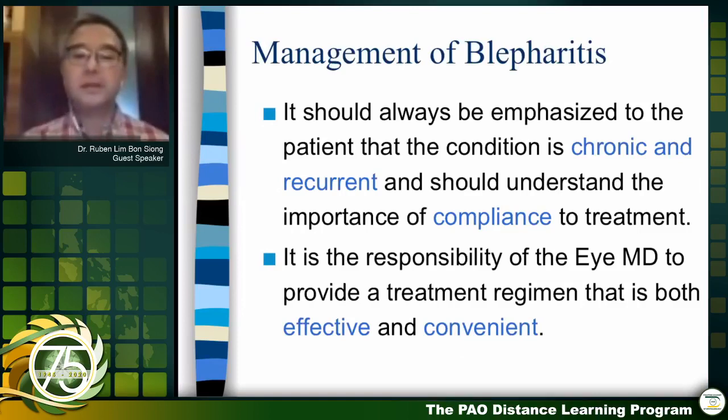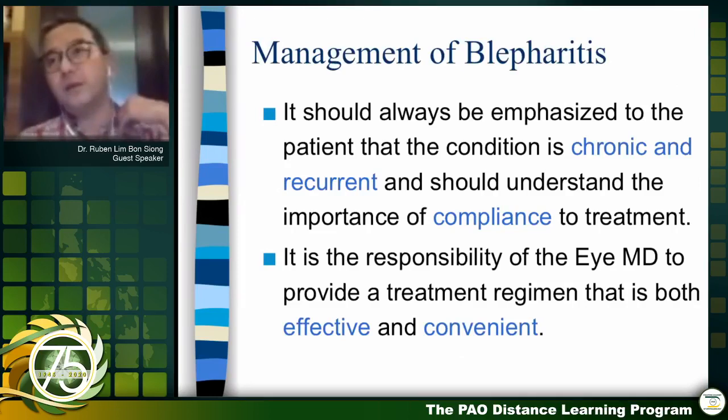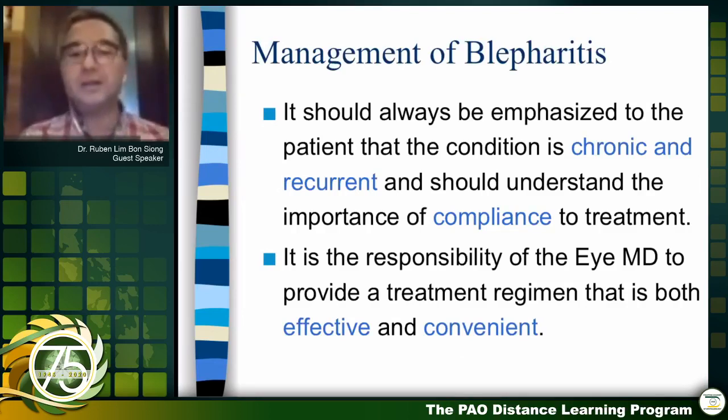Compliance is important, and it's our responsibility to provide a treatment regimen that is both effective and convenient, because compliance is highly dependent on convenience. So you have to gauge the personality of the person. If he is meticulous, kung ma-OC siya, then you can give a very, very detailed regimen of treatment. But if the patient is a busy person, not very detail-oriented, then probably just give the minimum treatment that you think they would comply with. So you have to be quite flexible on this.